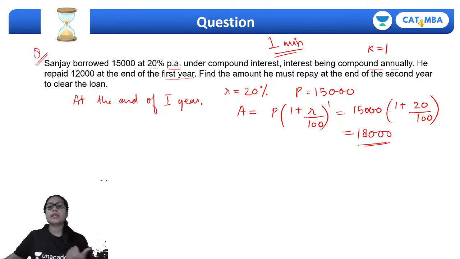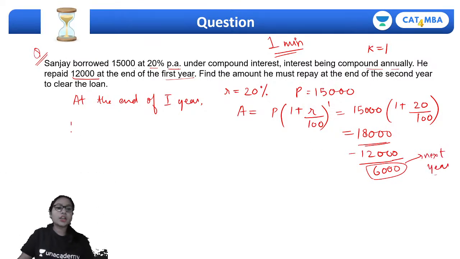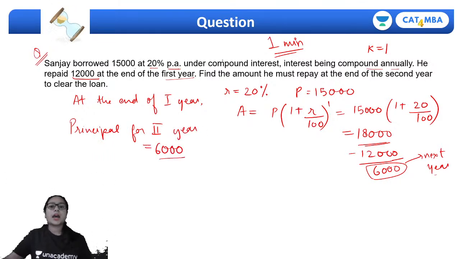Now, it is given that at the end of first year he has already paid 12,000. So the amount that he has paid is 12,000, and the remaining amount is 6,000 only. This 6,000 would be carried forward to the next year. So the principal of next year would be 6,000. So the principal for second year is 6,000. Now we have to find the amount he must repay at the end of second year.